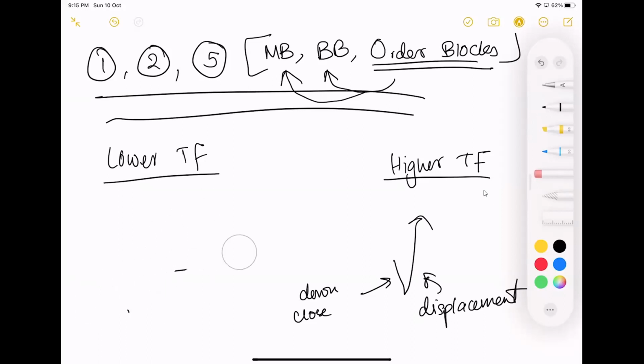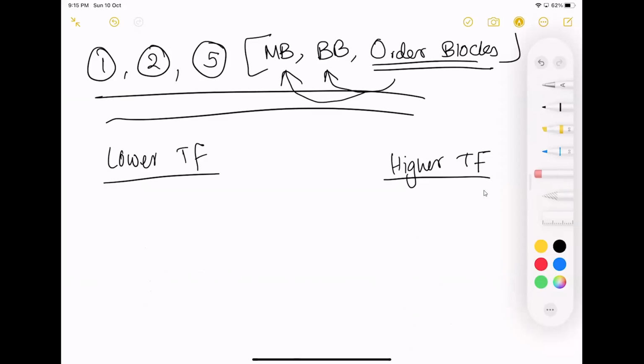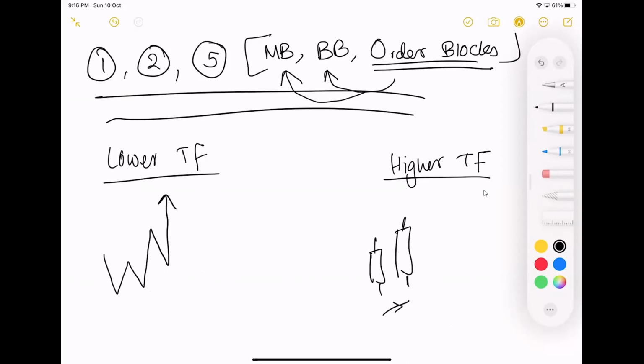Then the last part would be the mitigation block. On the higher time frame, it's going to look something like this. I'll draw a candlestick for you. So you have a low resistance liquidity run signature: black, black, black, on green, green, green. That's how it looks, right? This is how I simplify the candlestick portion of it.